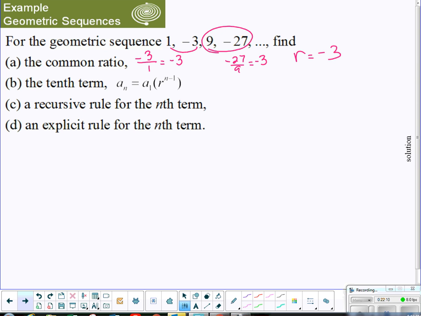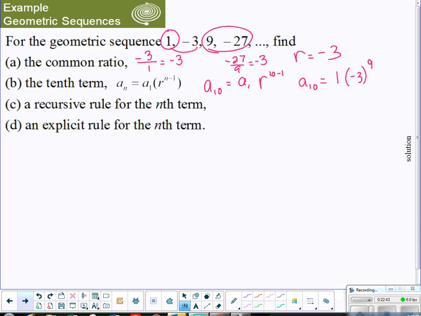The 10th term in ours would be a sub 10 is equal to the first term, which we are lucky to have, and then it would be my r, which is -3, let's do it in general terms, r to the 10 minus 1. So I'm going to have my a sub 10 term being the first term, which is 1, times my r value of -3 raised to the 9th power. Oh boy, I don't know what that is.